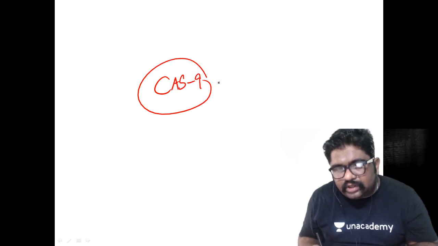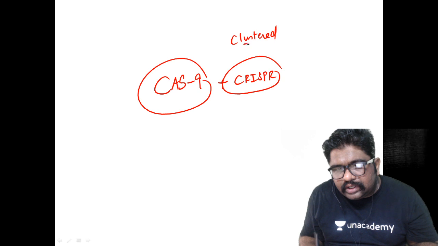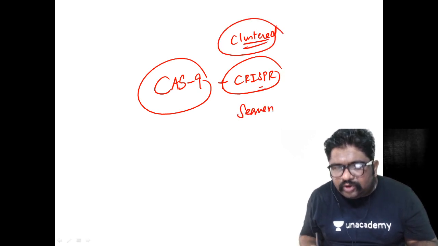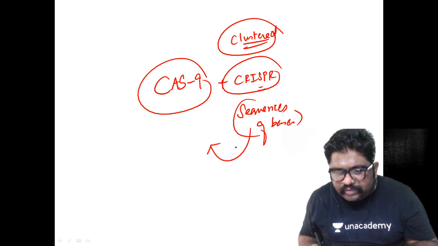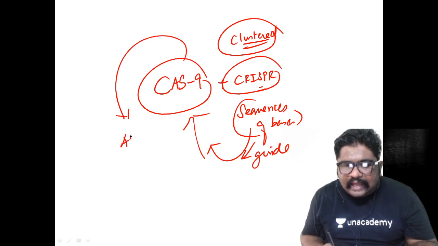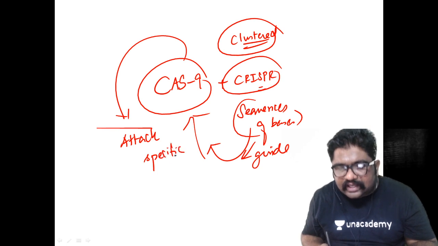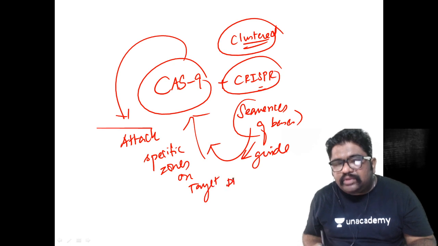Cas9 is a protein that will bind with CRISPR. What is CRISPR? It is clustered repeat interference sequences, right? So they are sequences of nucleotides and bases. These sequences of bases will guide the protein called Cas9. So that Cas9 will go and attack specific zones on target DNA. Now it can have multiple results.